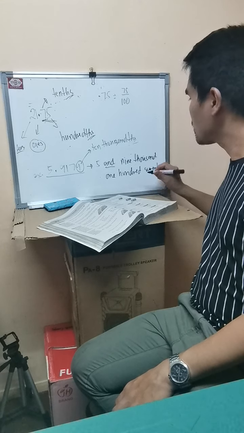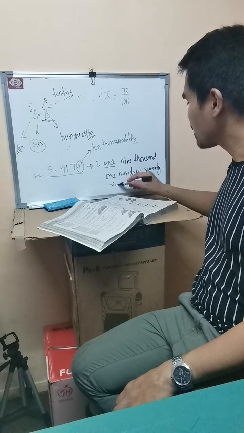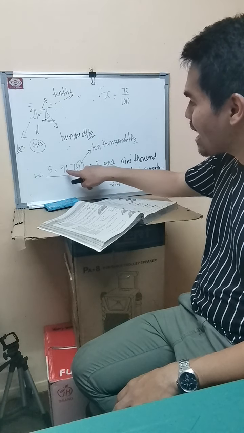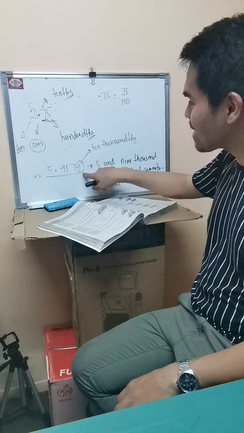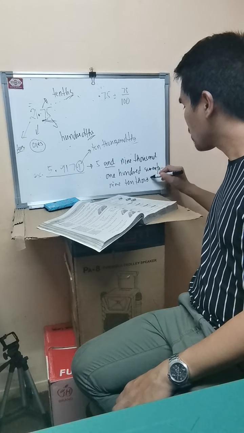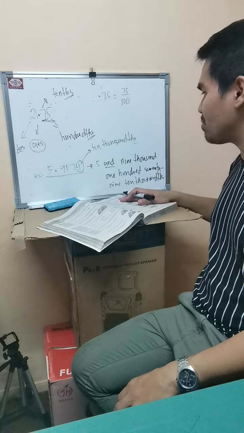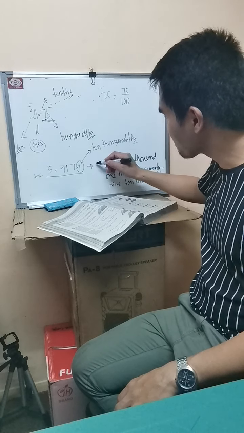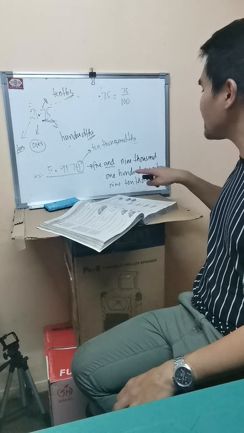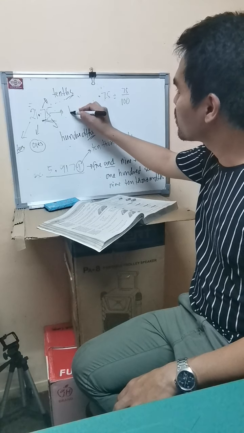Hyphenated 79. And then we identify the place value of the 9 here. So this is tens, hundreds, thousands, ten thousands. And then you will place here ten thousandths. So this one in word form is equivalent to 5 and 9,179 ten-thousandths.